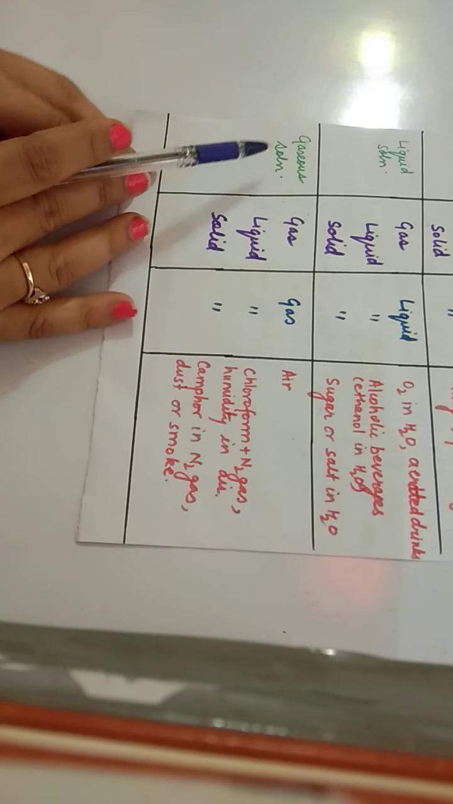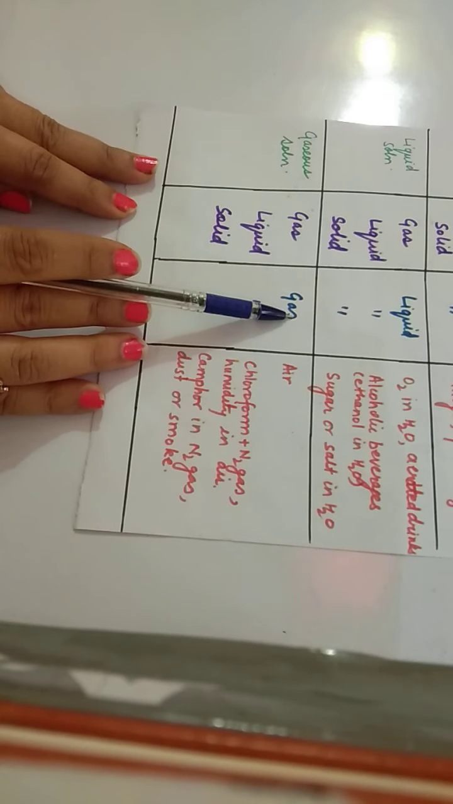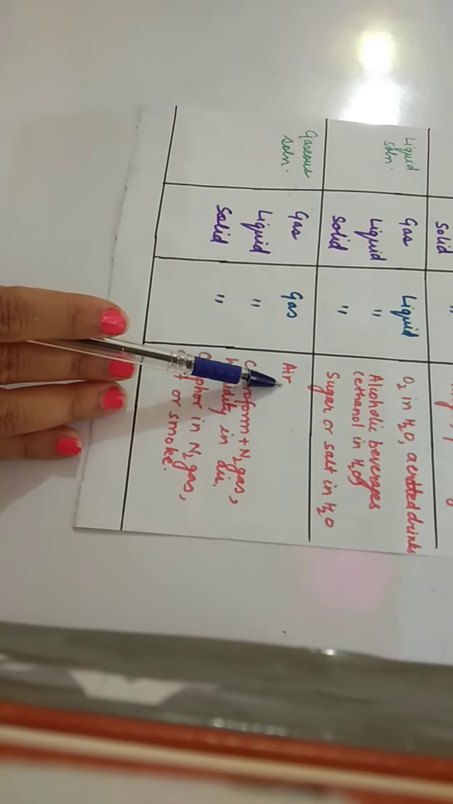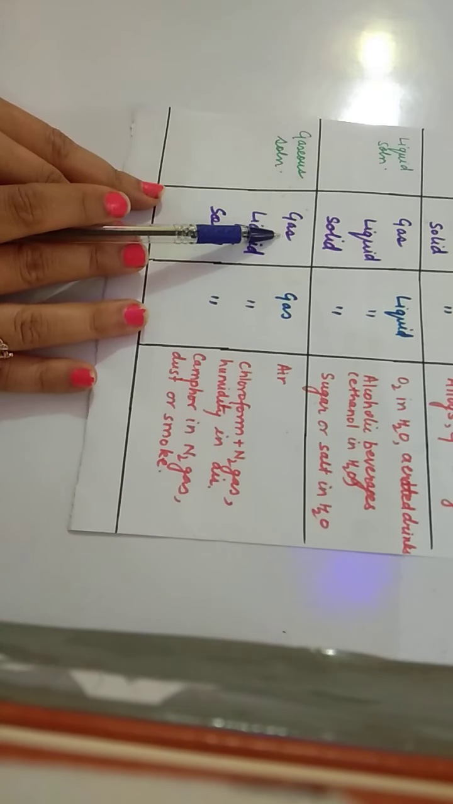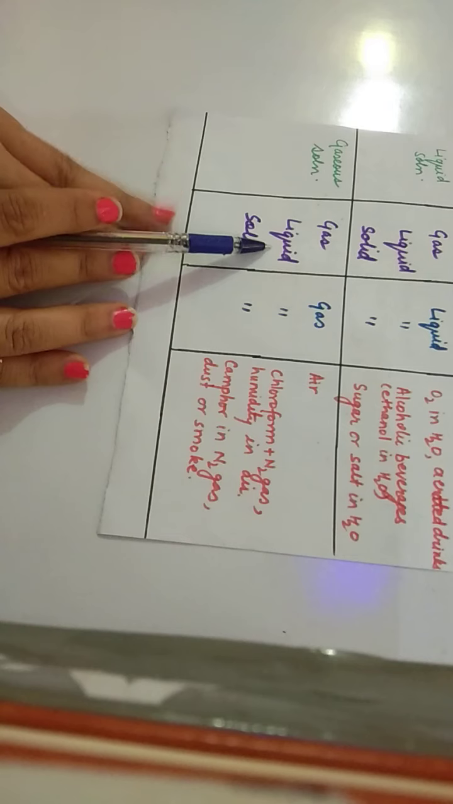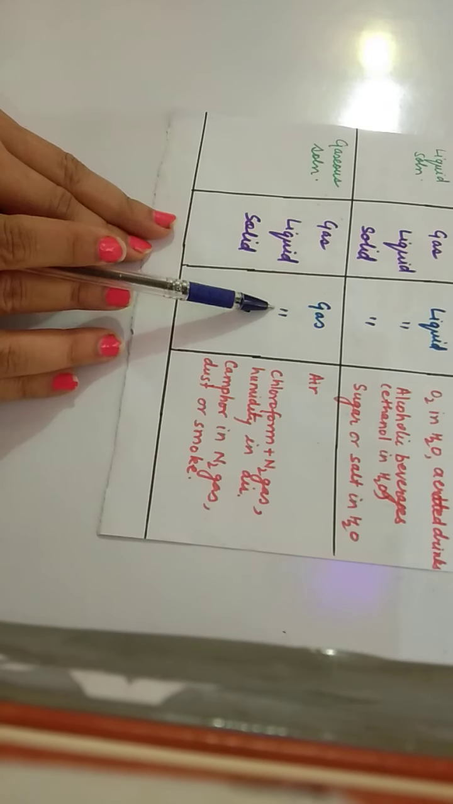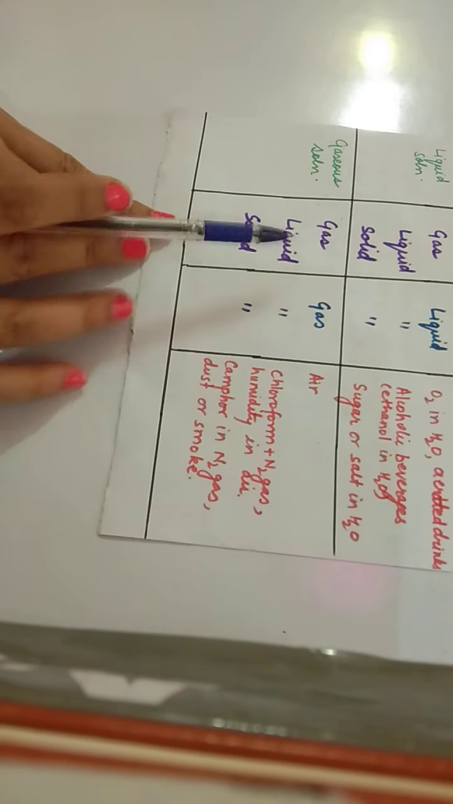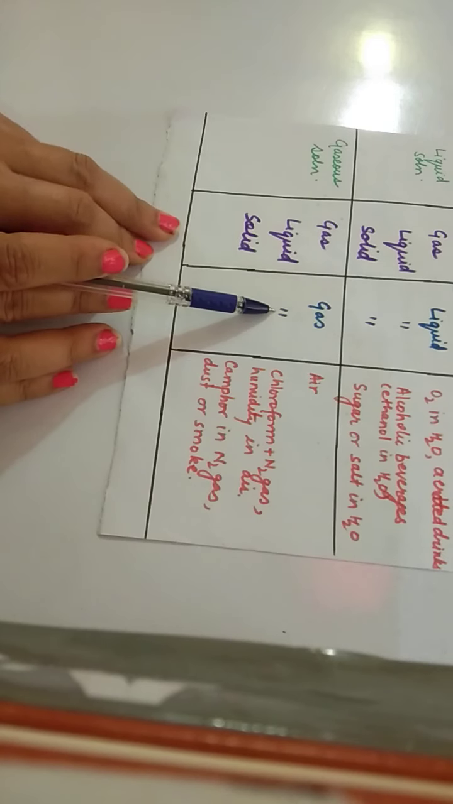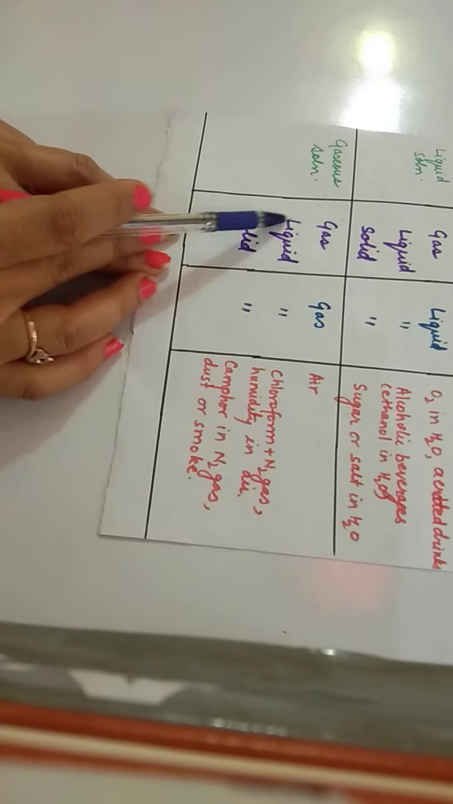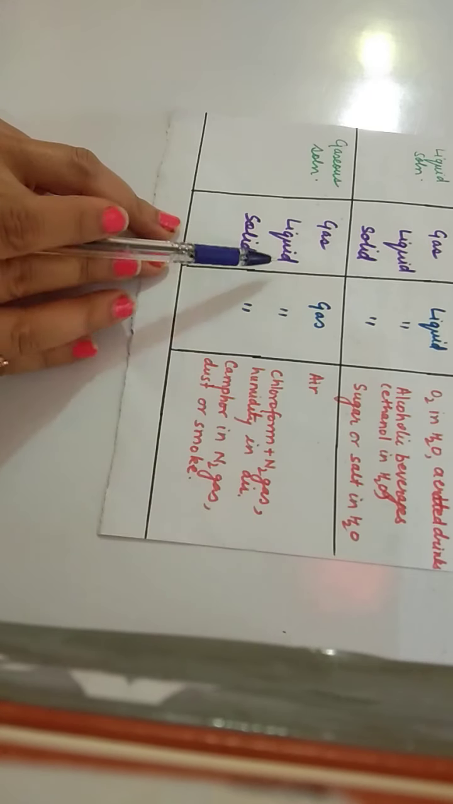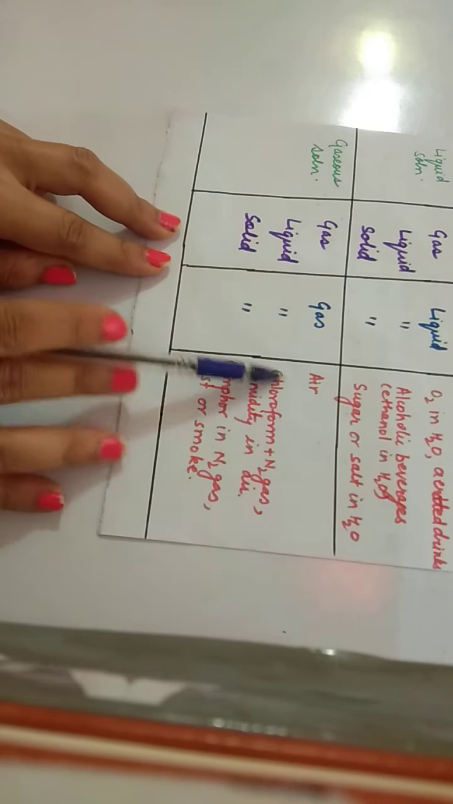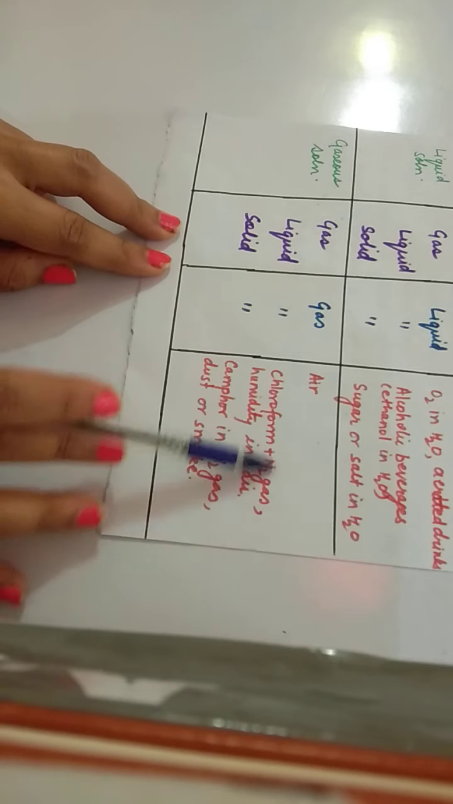The third type is gaseous solution. Both solute and solvent are gas. The example is air. Air is a mixture of gases where the solute is also gas and the solvent is also gas. The next one is liquid dissolved in gas. Liquid is in less quantity, gas is in more quantity. If you dissolve chloroform in N2 gas, that is an example of liquid in gas.